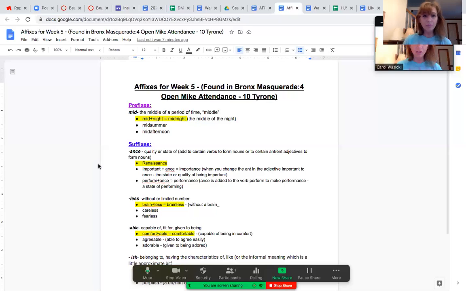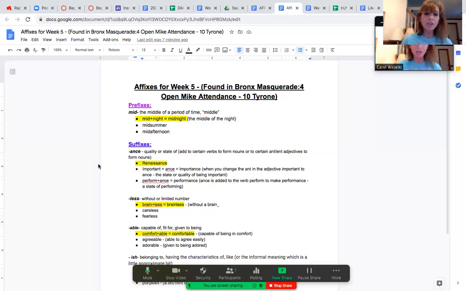Now, going back, coming on down, I'm going to talk about our suffixes. So first we have the suffix ance, ants. Also, ence, ents, means the same thing. Just wanted you guys to know that that is a spelling type of thing. Depending on how you spell the word, some spellings would have ance, some spellings that would be correct would have ence. They both mean the same thing. In this case, ance and ence mean quality or state of. You add to certain verbs to form nouns, or to certain ant or ent adjectives to form nouns.